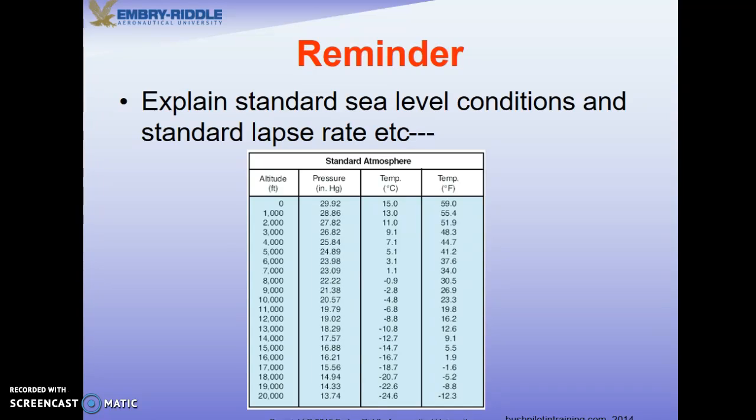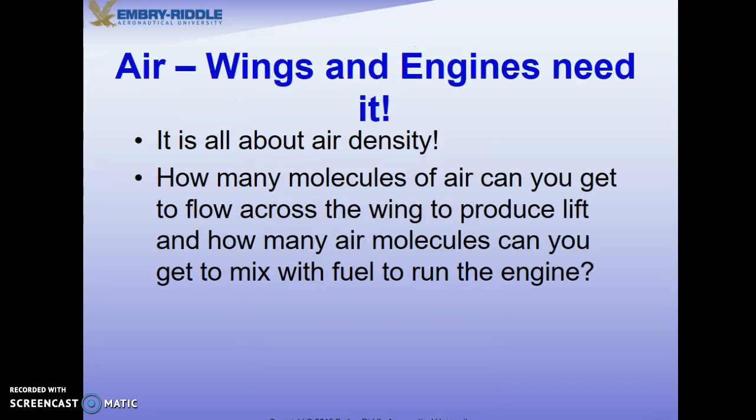And if you'll look on your table, you'll see this. The average pressure at sea level is 29.92 inches of mercury at 15 degrees Celsius. As your elevation or altitude goes up every 1,000 feet, you'll notice the pressure has dropped to 28.86 and the temperature has now dropped to 13 degrees Celsius.